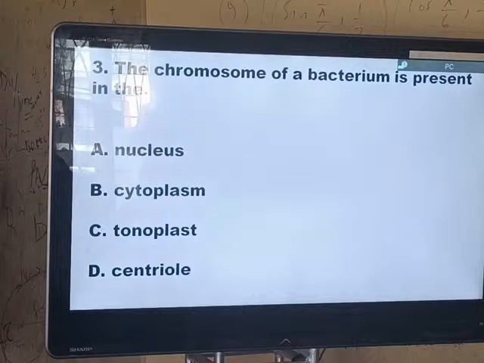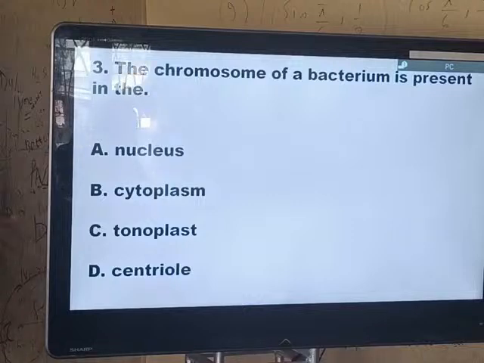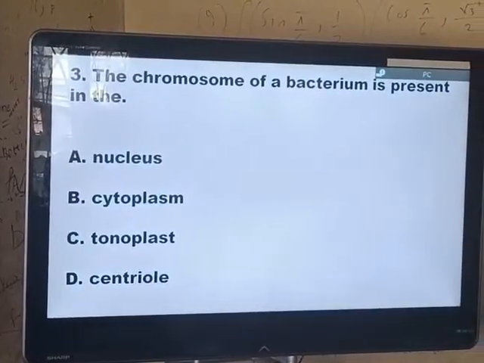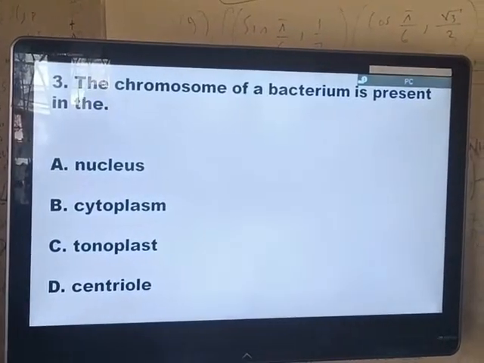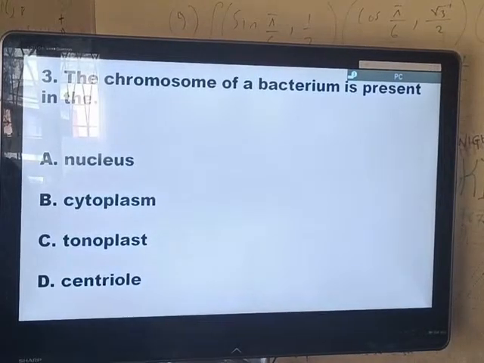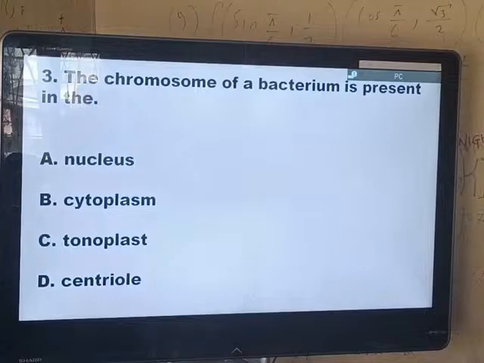So the chromosome of a bacterium is present in the cytoplasm. And if you look at option C, tonoplasm is simply the membrane of a vacuole. So the membrane of a vacuole is called a tonoplasm. And if you look at option D, centriole plays an important role in cell division and the formation of spindle fibers. Not only that, centriole also serves as a template for the development of locomotory organs in organisms. Flagellum, for example, the template for it is centriole. Flagellum is the locomotory organ in an organism like Euglena, whereas cilia is the locomotory organ in an organism like Paramecium. So the correct answer for number three is B.